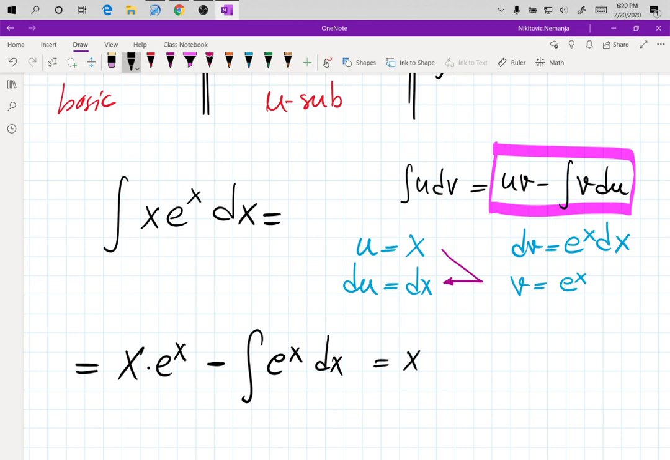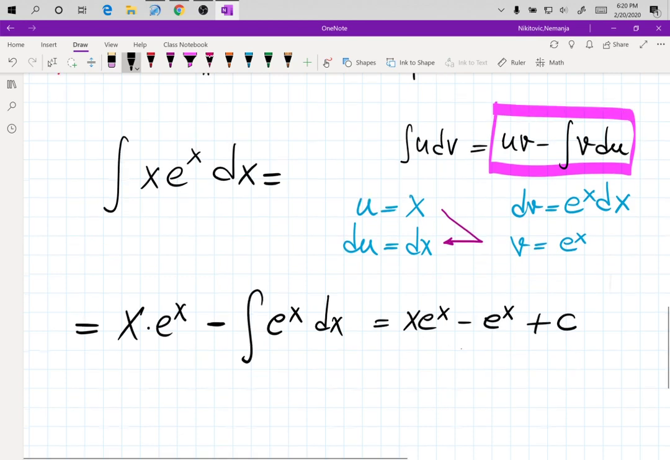So x e to the x minus the integral, which is e to the x, and here's your plus c. And because I know we have computer science people in the classroom, you have to factor out e to the x times x minus 1 plus c, right? Because you want a simplified answer as much as possible. And that's that. So this is your integration by parts.